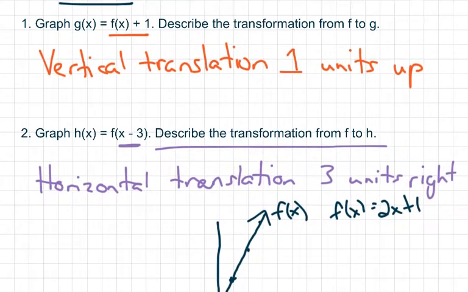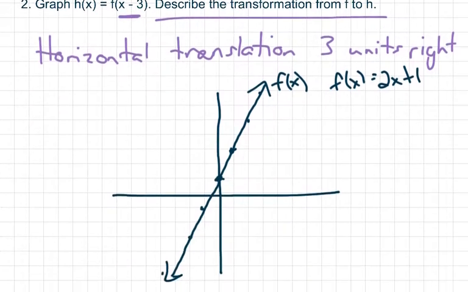We need to vertically translate something 1 unit up. So each point, we're going to take 1 unit up, okay? 1 unit up, 1 unit up, 1 unit up, 1 unit up. And so we're going to have new points at these markers here. We're just going 1 unit up with the original points, and then we'll draw our line.